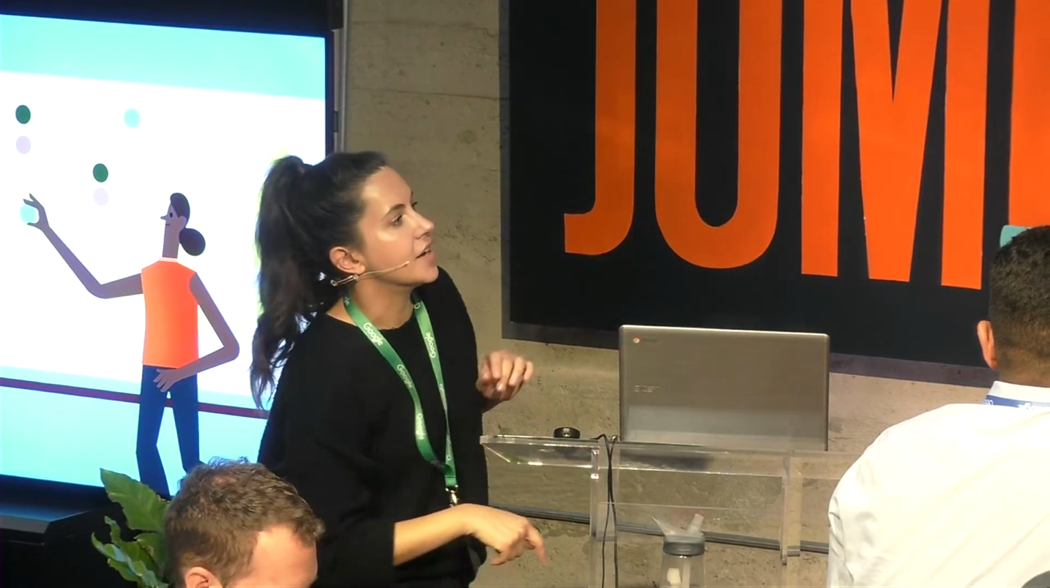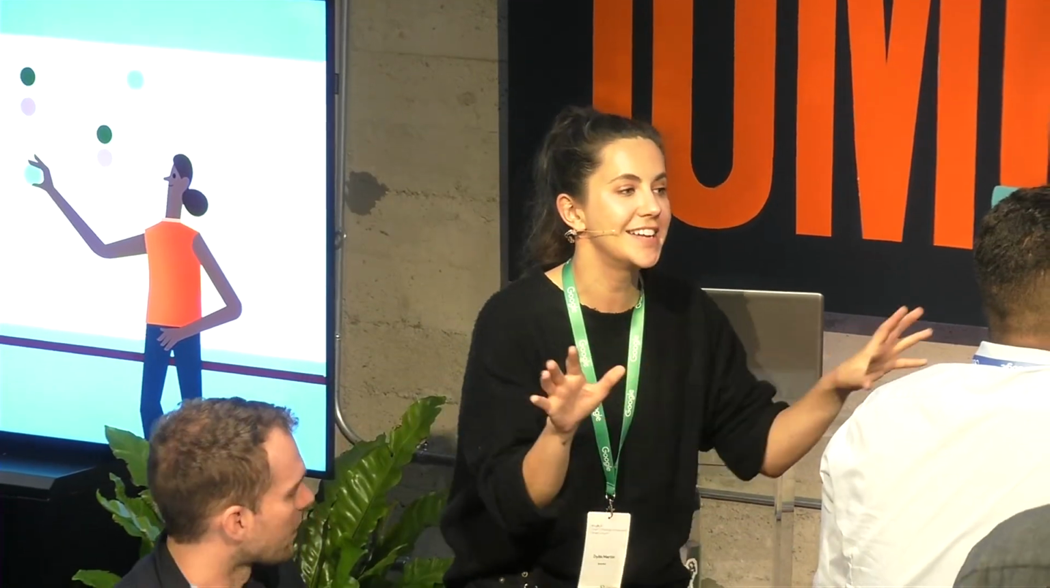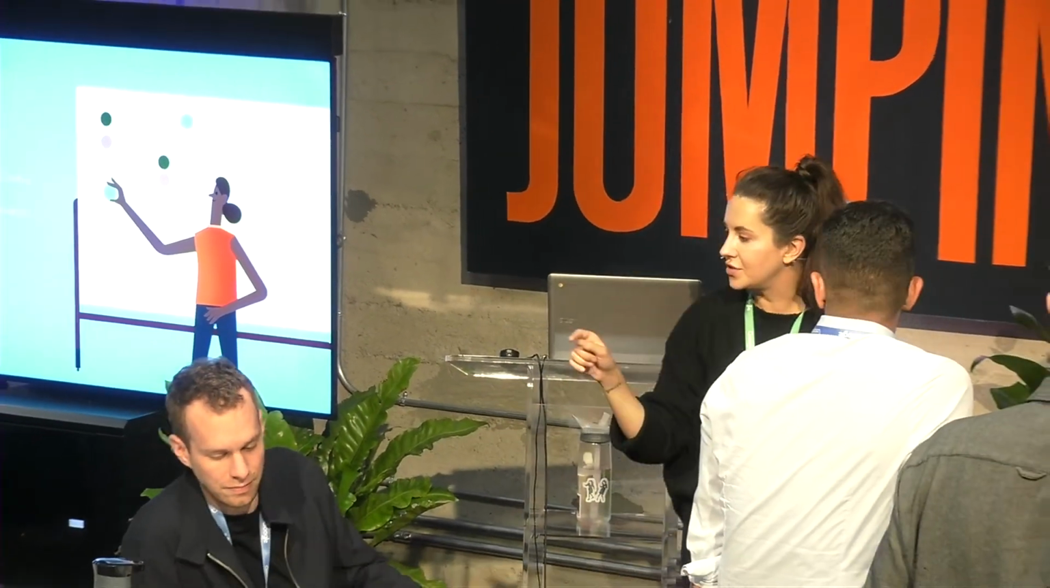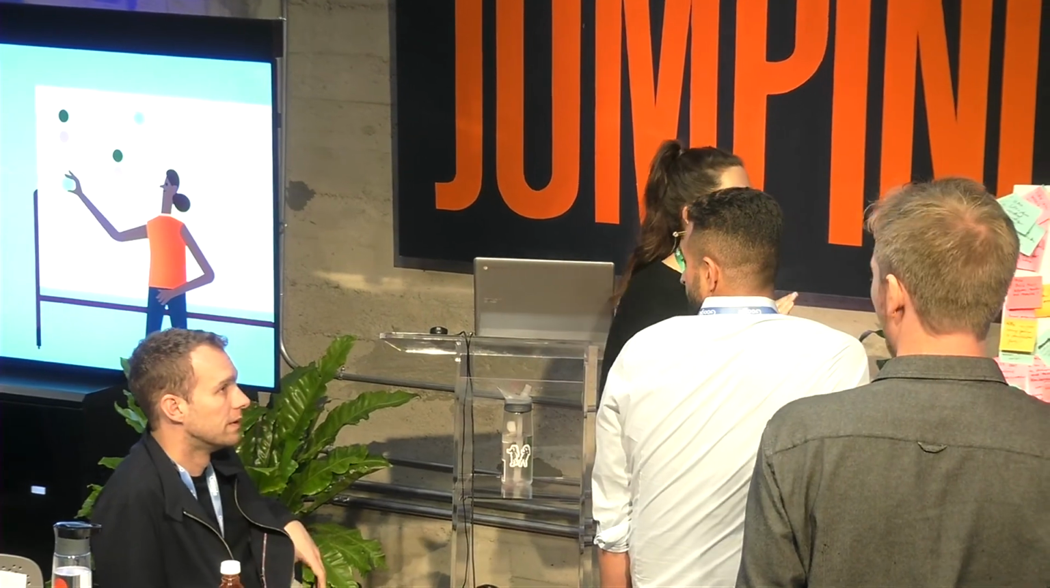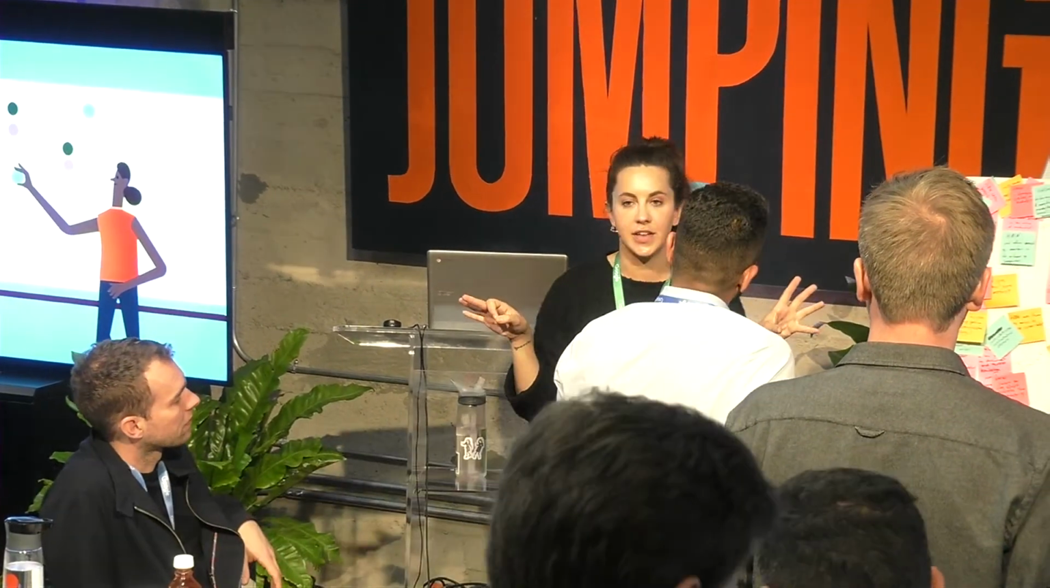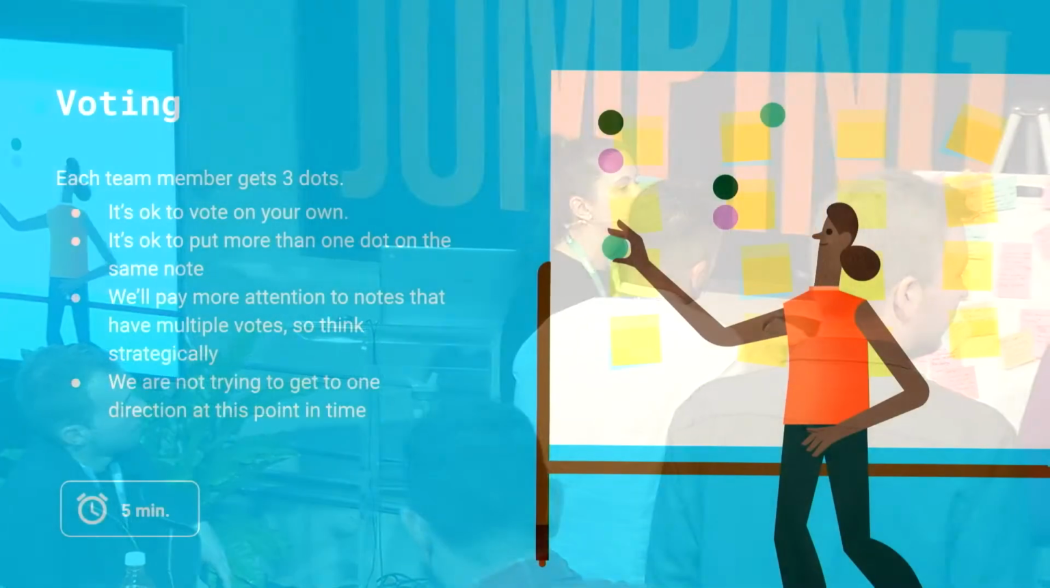What do I have on this slide? Okay, so when I say go, you're going to go back to the little supply cups that you have and grab 3 dots, doesn't matter what color they are, and you're going to get 3 votes.